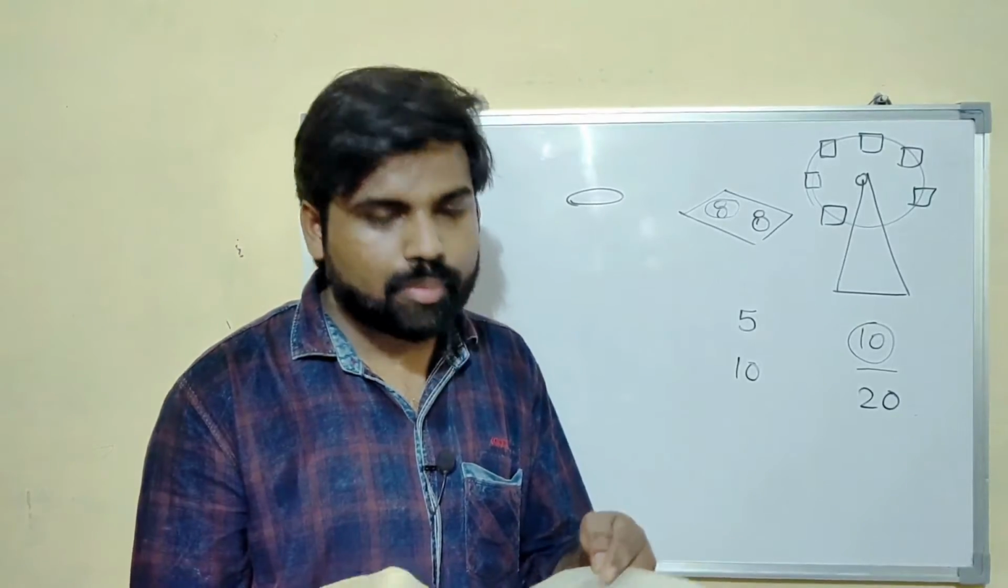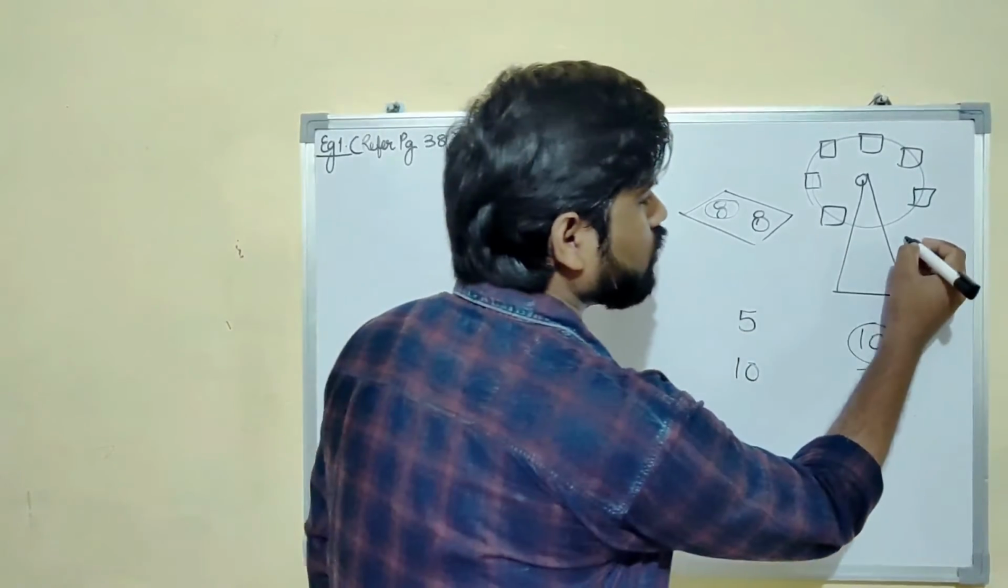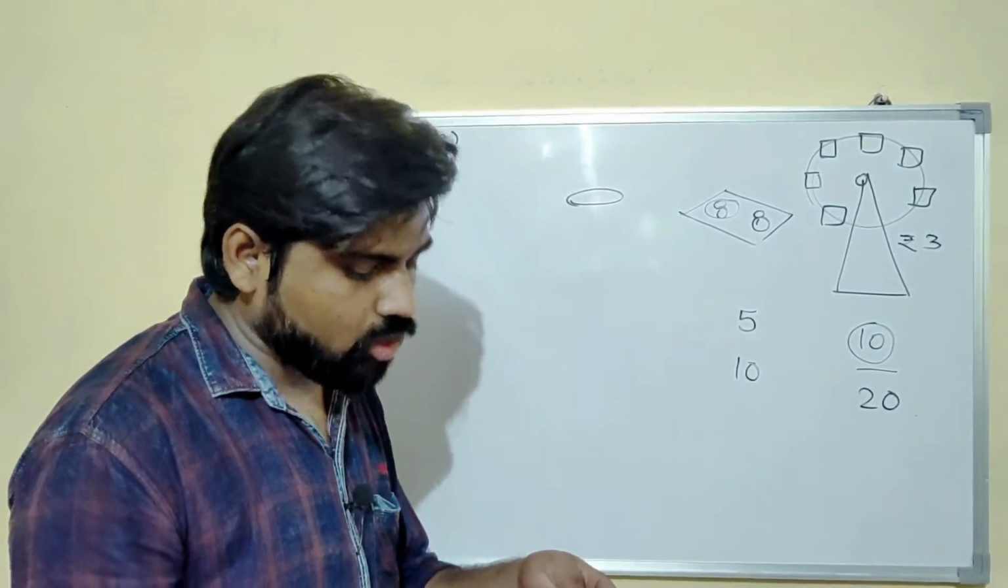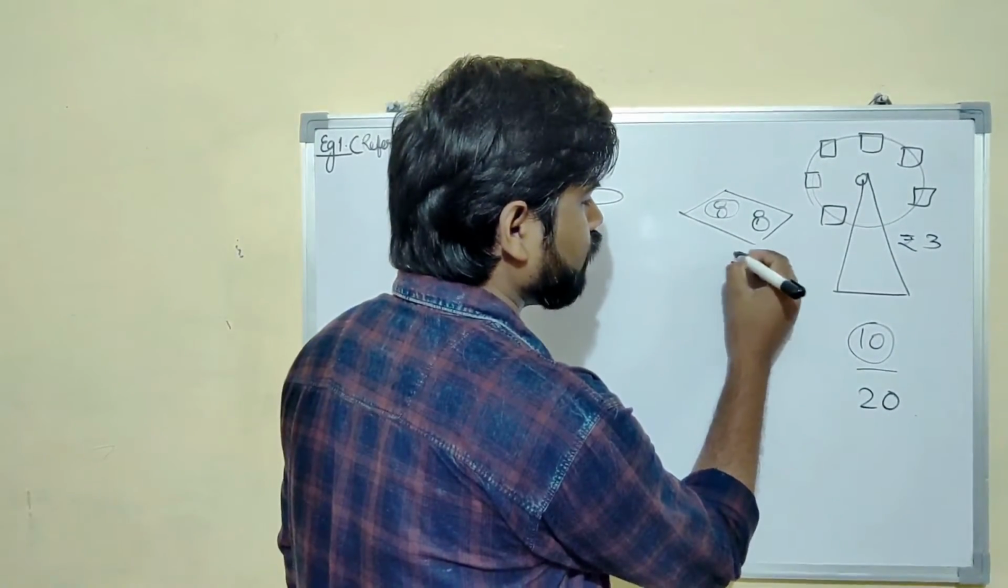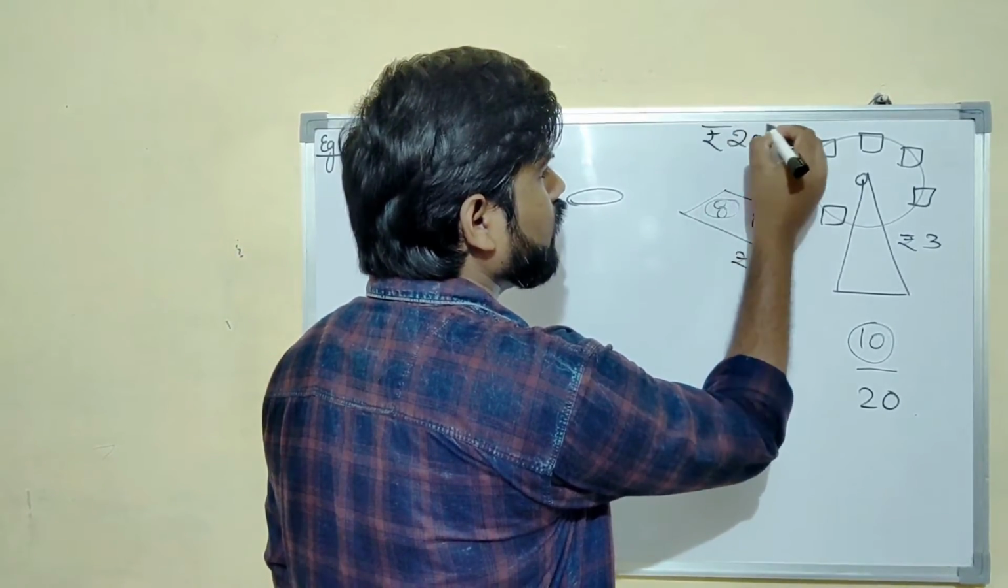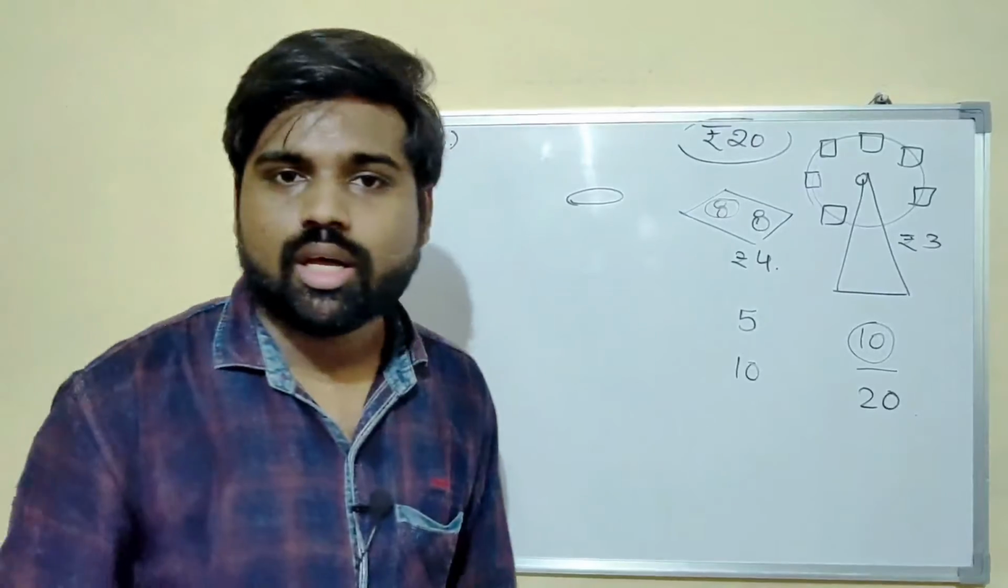Each ride costs rupees 3. That means the giant wheel costs rupees 3 per ride. And the hoopla costs rupees 4. And in all she has 20 rupees. This much information is given in the question.